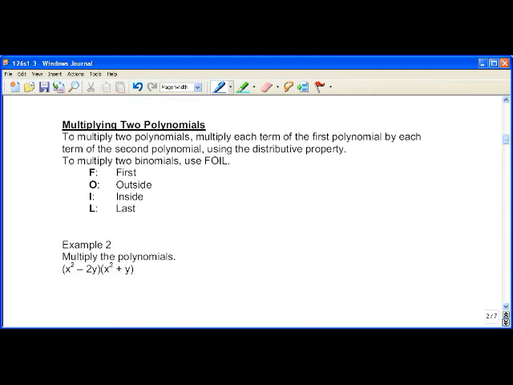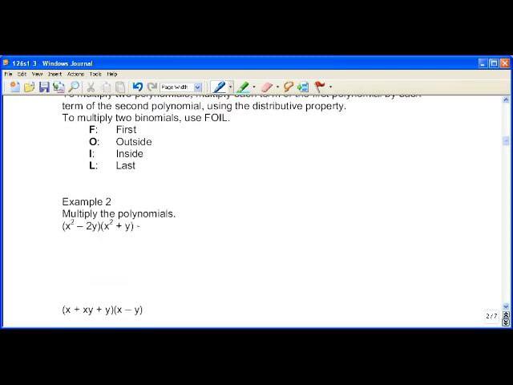Now, multiplying two polynomials. Most people remember the FOIL thing. First, outside, inside, last. So if you have a binomial times a binomial, you follow this format. First, outside, inside, last. So the first ones here will be the x squared and the x squared.